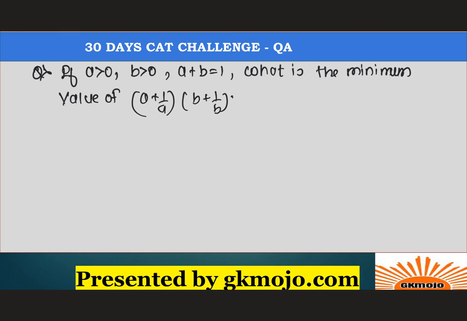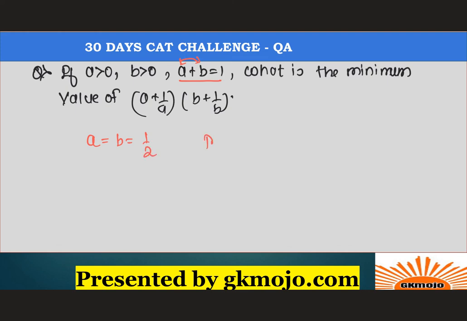If a is greater than 0, b is greater than 0, and a plus b is equal to 1, what is the minimum value of a plus 1 by a into b plus 1 by b? Again over here in this question, if you interchange a and b in both the expression and the condition, they are homogeneous in nature. So the expression remains the same. What this essentially means is that a is equal to b is equal to 1 by 2.